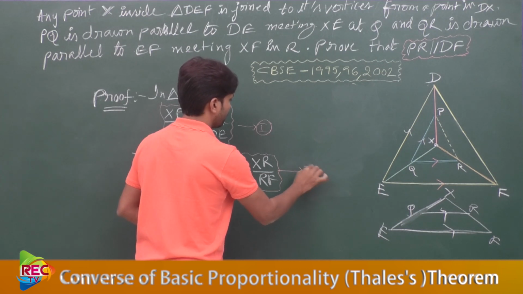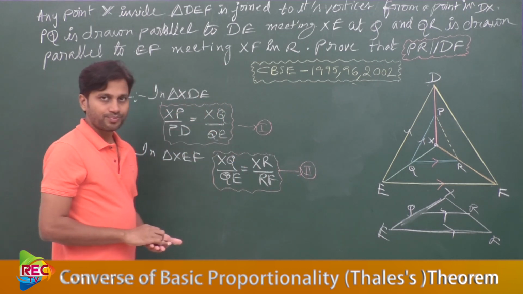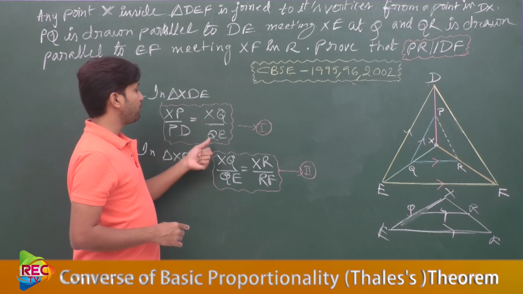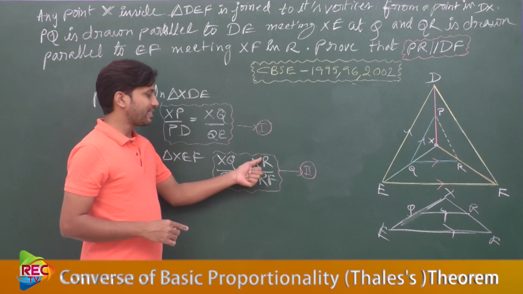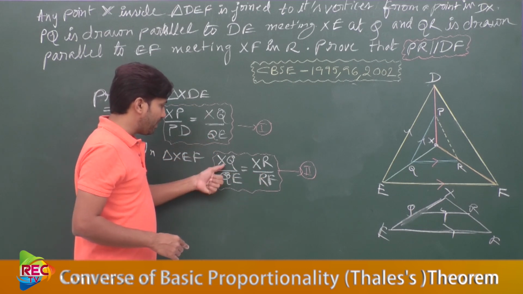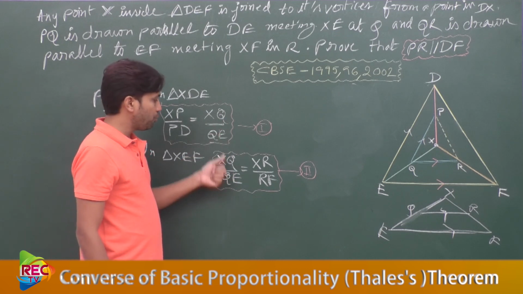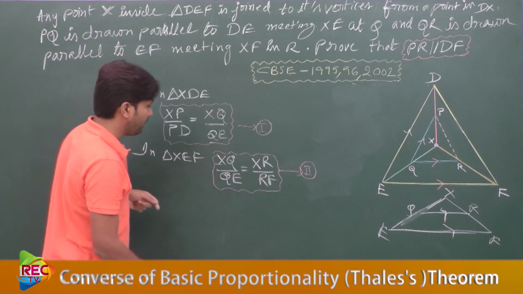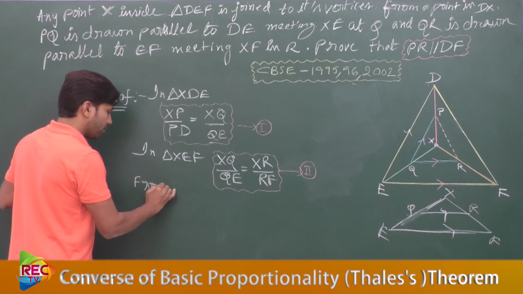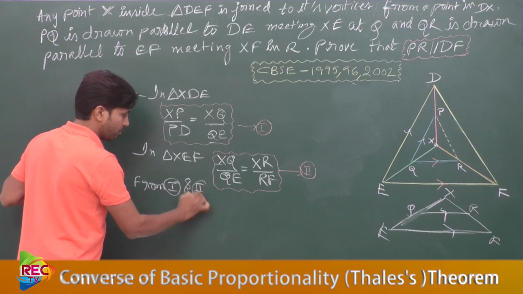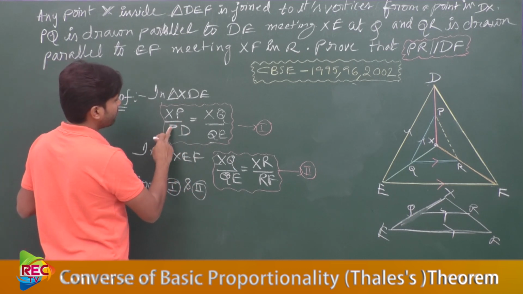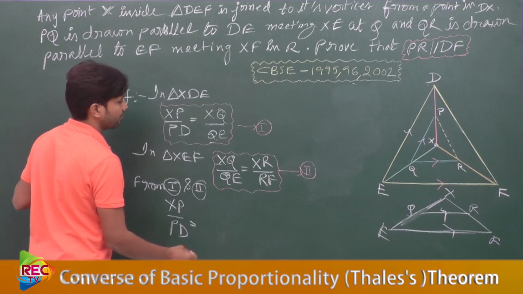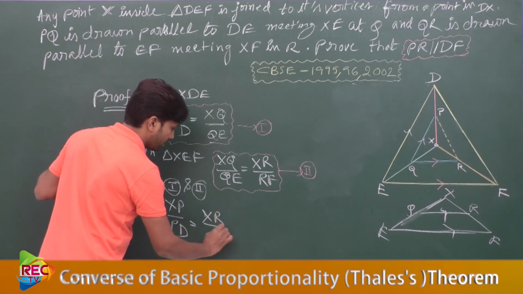Now combining conditions 1 and 2, what do we get? Here XP by PD equal to XQ by QE, and XQ by QE equal to XR by RF. Here XQ by QE is common, equal to two different expressions. So therefore those two expressions will also be the same. So from 1 and 2, what can we write? We can say that XP by PD equal to XR by RF.